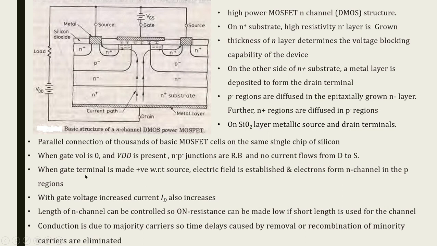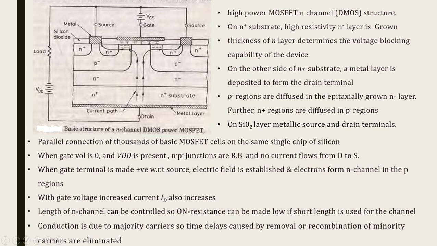So when the gate terminal is made positive with respect to source, an electric field is established, and electrons form an n channel in the p regions. As the gate voltage is increased, ID also increases. Similarly, as we told previously, if the gate voltage is increased, the ID current will also increase. And the length of the n channel can be controlled by using this gate voltage.